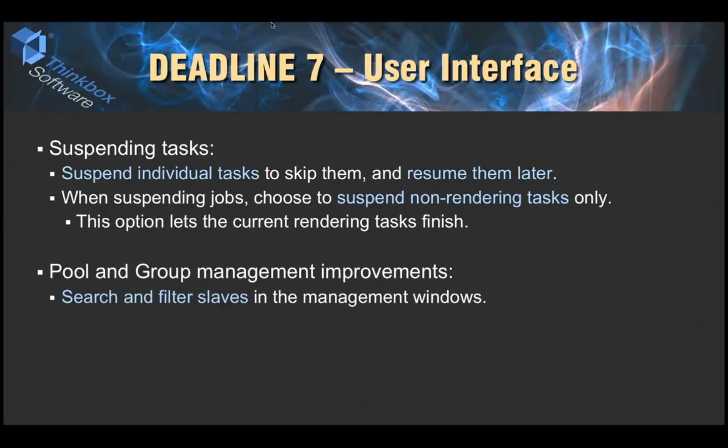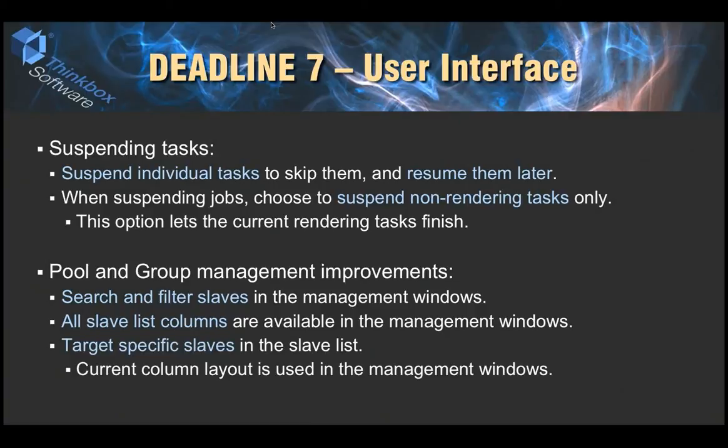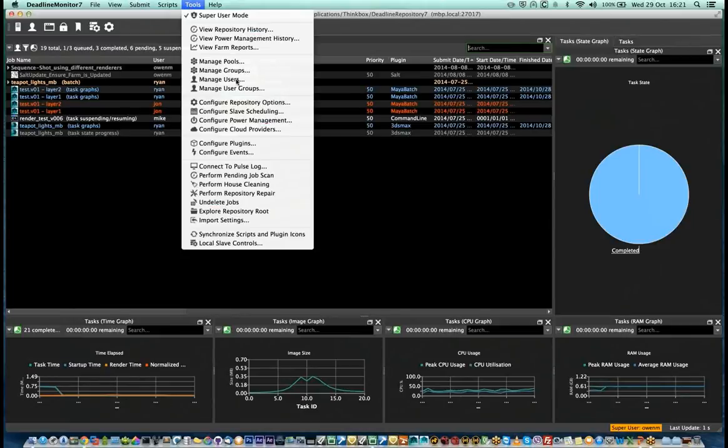We've also improved pool and group management here. So search and filter slaves in the management windows. We can filter those. We've got slave list columns that are available in the management windows, and we can target, as a result, specific slaves in the slave list. Let's just have a look at some of those things now.